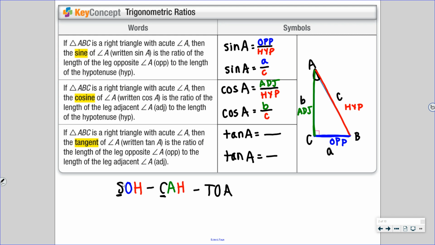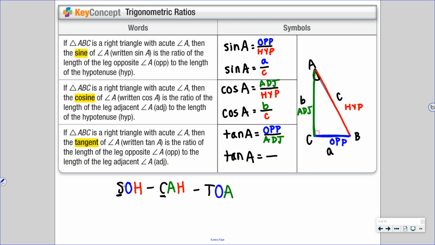And tangent is defined as a ratio of the opposite side. This is where the TOA comes into play. OA, opposite side to the, what do we think? A, adjacent. Bingo.